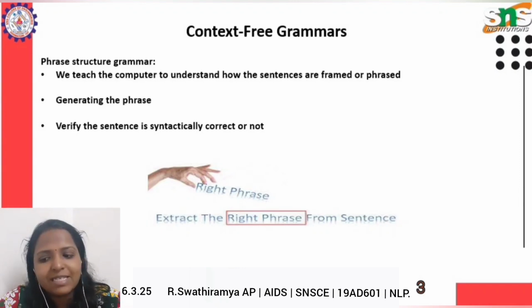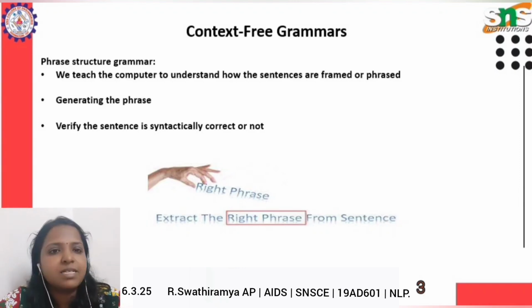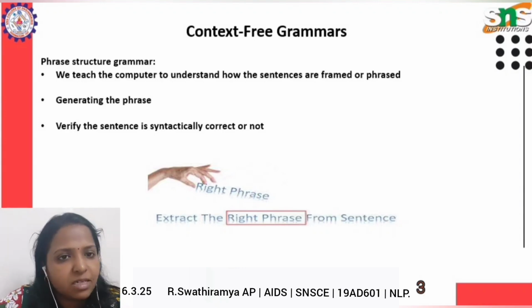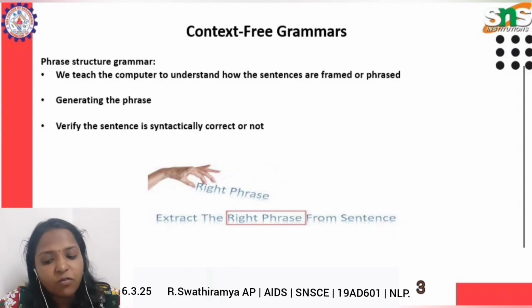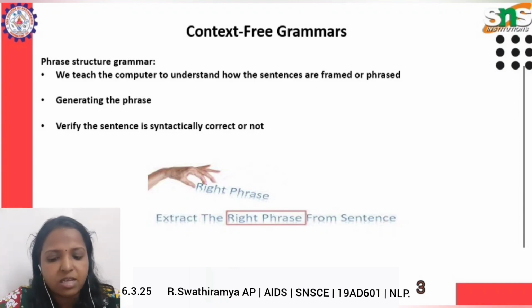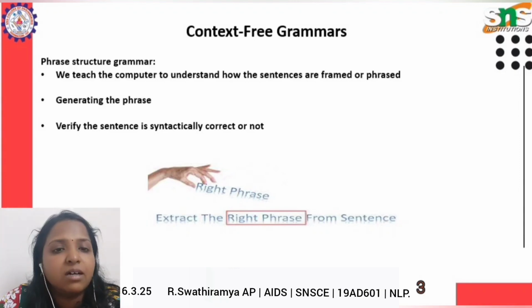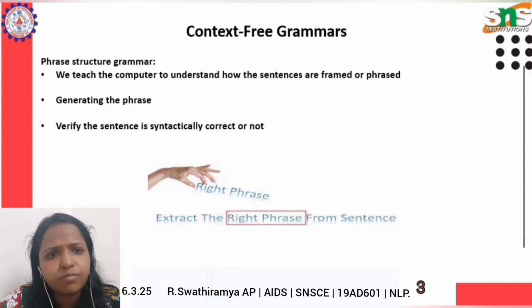CFG gives us the structure and the way to describe the syntax of the language. In a very plain way, it gives you the syntax as well as how to put all the words together to form a meaningful sentence. That is the main purpose of CFG. It consists of a set of rules that specify how different elements, such as sentences or phrases, are combined together to form valid sentences. If the sentence is valid, then only the system is able to understand. So this is the main purpose of CFG.